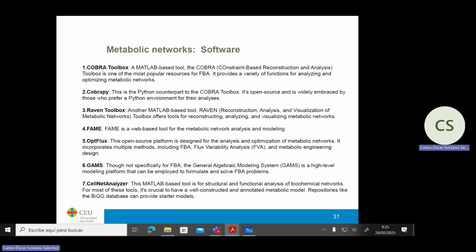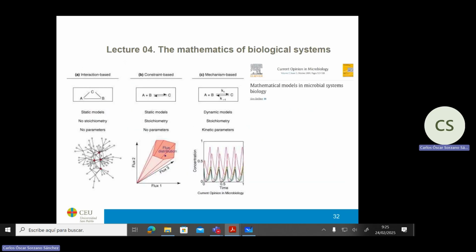So this is very interesting. Then toolboxes that allow you to work with these kind of models. Any questions so far? No? Okay, so then I think we can make a break here.